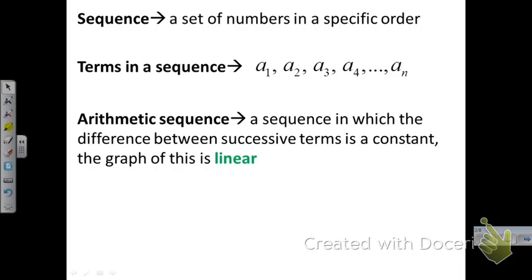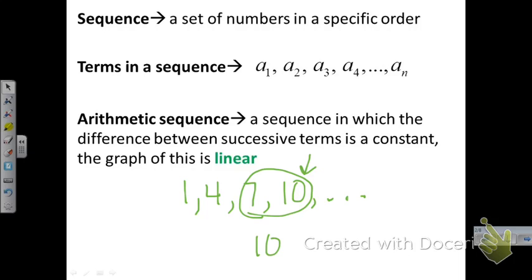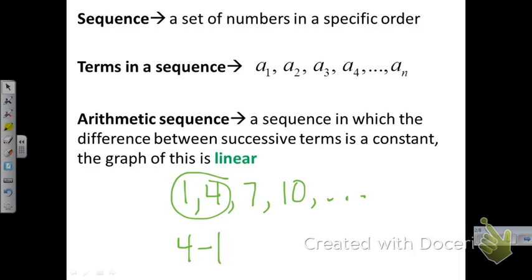An arithmetic sequence is a sequence in which the difference between successive terms is a constant. The graph of this is linear. So when it says the difference between successive terms, I just had this sequence. And when it says successive terms, you're going to take two terms in a row. 10 comes first. So we would take the difference between 10 and 7 and get 3. We could do the same thing with 4 and 7 and take 7 minus 4. We could do the same thing with 4 and 1 and take 4 minus 1.